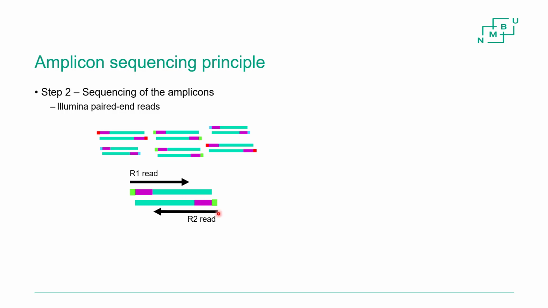But then we sequence from the other strand, the other direction, also covering the barcode and the primer, and the rest of the amplicon down here. And then you can see these two overlap each other. So together, these two cover the whole amplicon. And this is important. So the fragment lengths are now very similar.